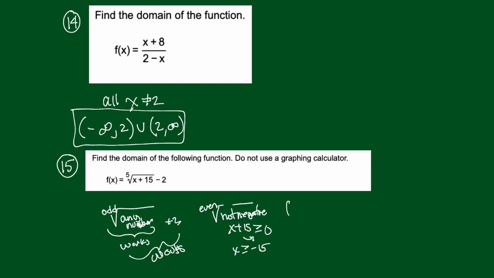So if f of x was equal to, say, the 6th root, an even number, of x plus 15 plus 2, I would say that the domain then is all x greater than or equal to negative 15. All right, so it works for odd numbers. Any odd number you can put in, any number at all, and that's what we have. So the domain here is all real numbers. So we're going to write that, of course, as this. We're going to go from negative infinity to infinity.